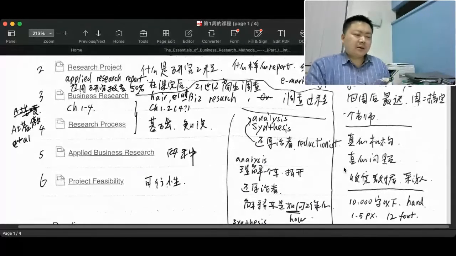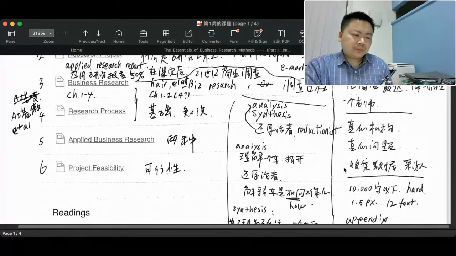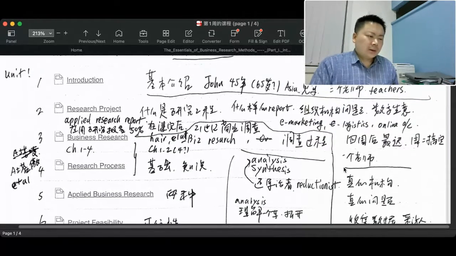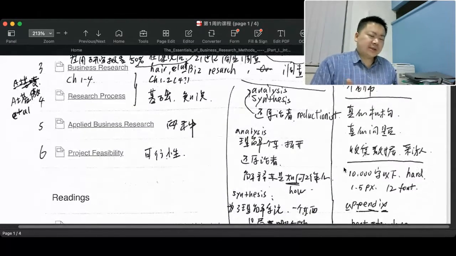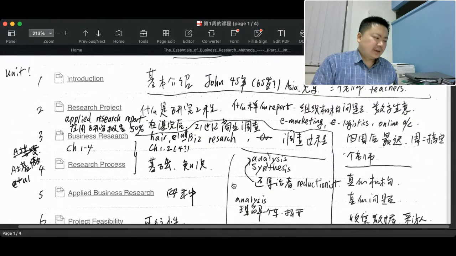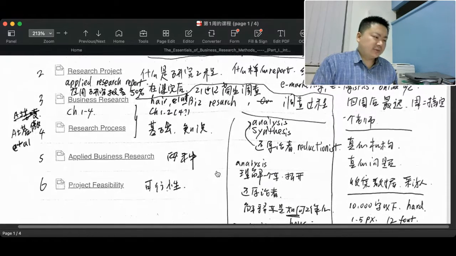So the paper will be 10,000 words. The teacher mentioned 1.5 line height, and the font size is 12. It seems that the teacher doesn't want us to write more than 10,000. I find it quite challenging to write that many words. It will be a difficult task for me.